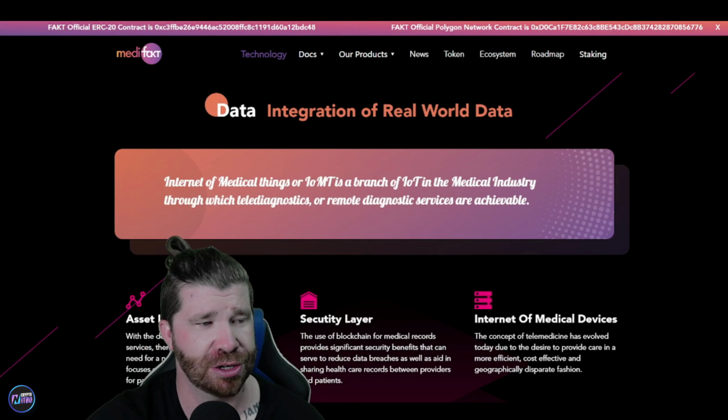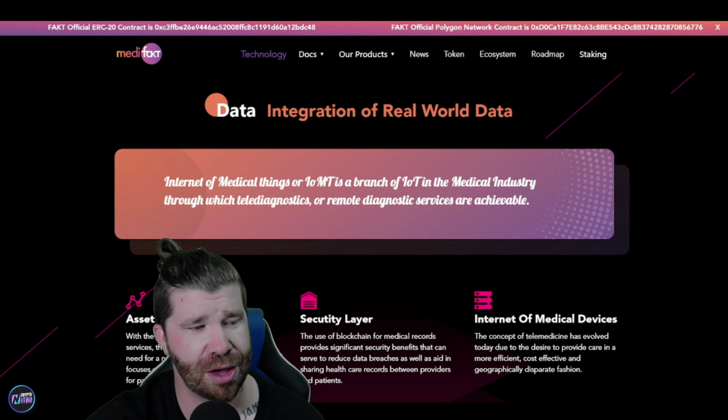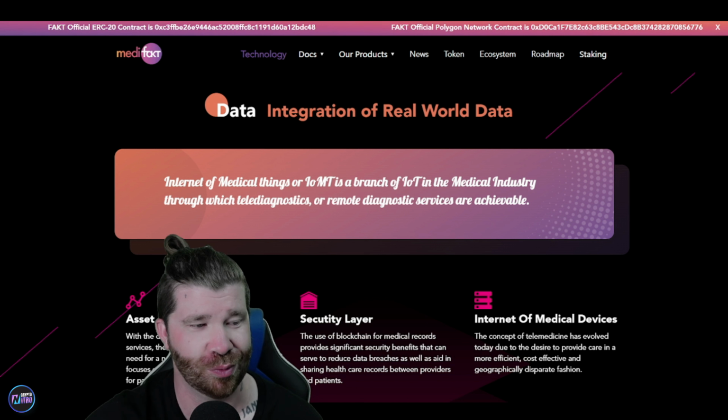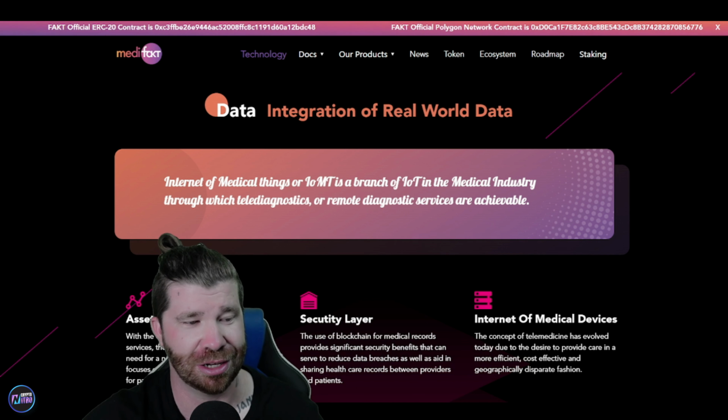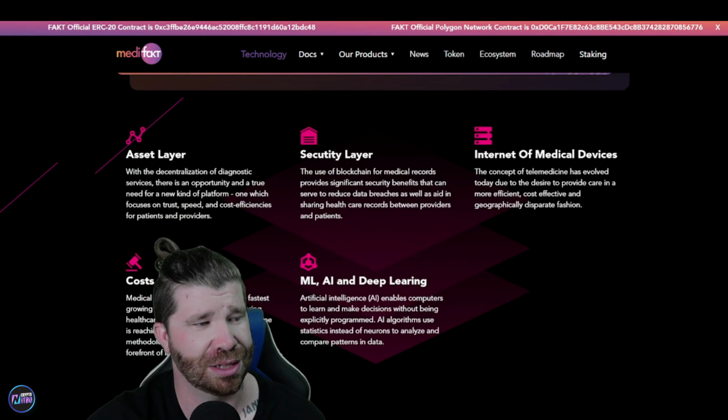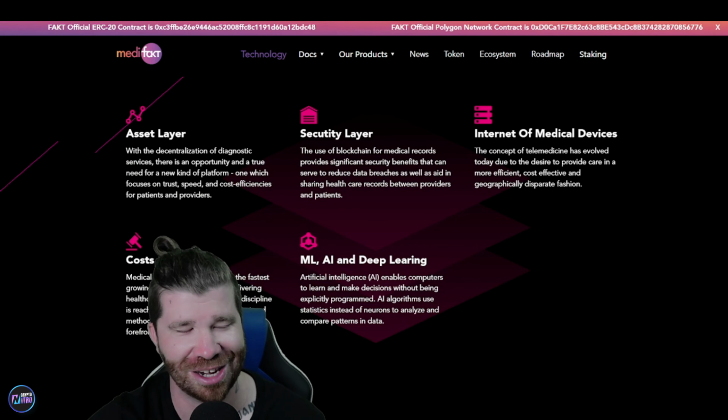And you will see right here, we got integration of real world data, right? Which is good. So Internet of Medical Things, also known as IOMT, is a branch of IoT in the medical industry through which, ladies and gentlemen, telediagnostics or remote diagnostic services are achievable. This is interesting. I like this a lot. Now I understand the name, Medifakt.